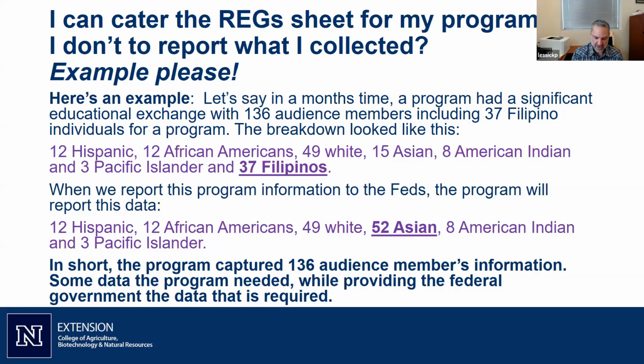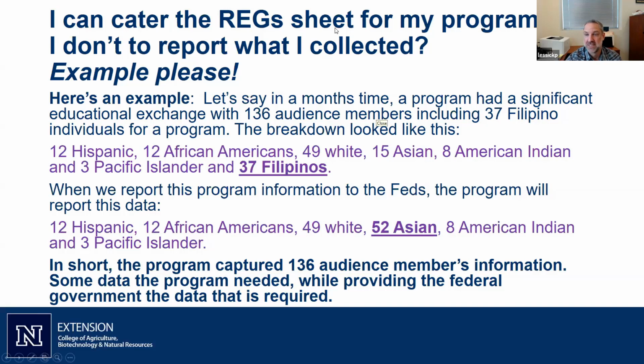When you report your figures to the USDA, you would lump the Filipinos in the Asian category, because remember, I had all the slides of the different ethnicity breakdowns. That's how you would report it. So it's the same 136 people. You would just collect the data for your program, but report it differently according to the federal requirements. Does that make sense? Let me see if there are any more questions on that. Okay, no questions so far.